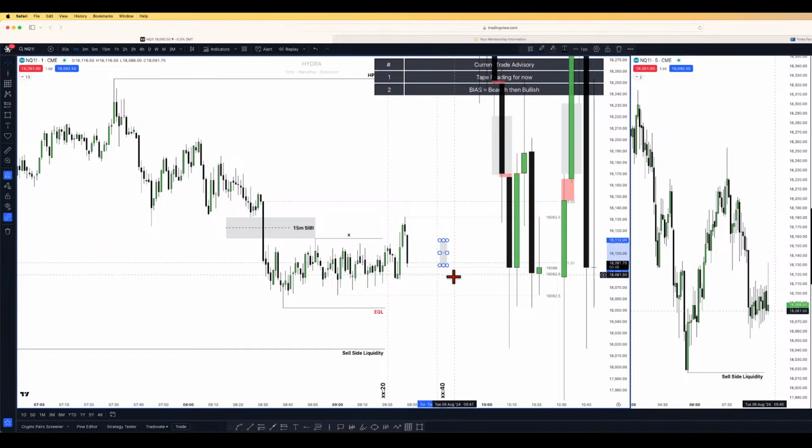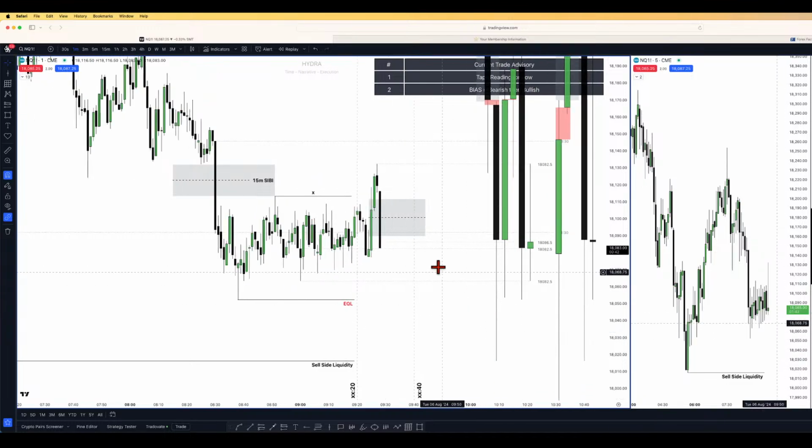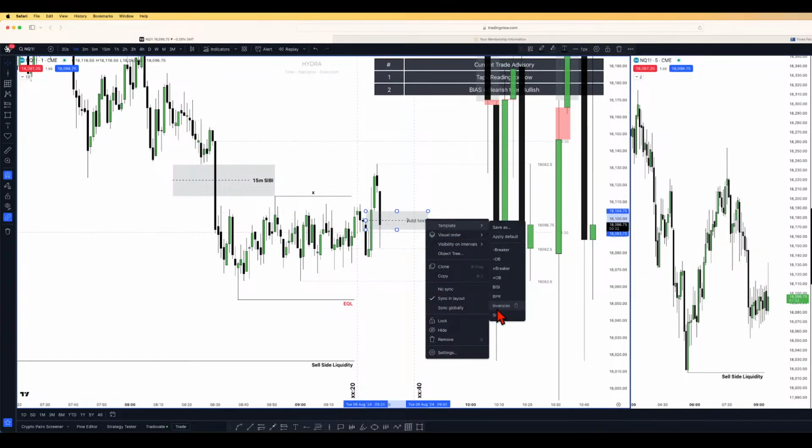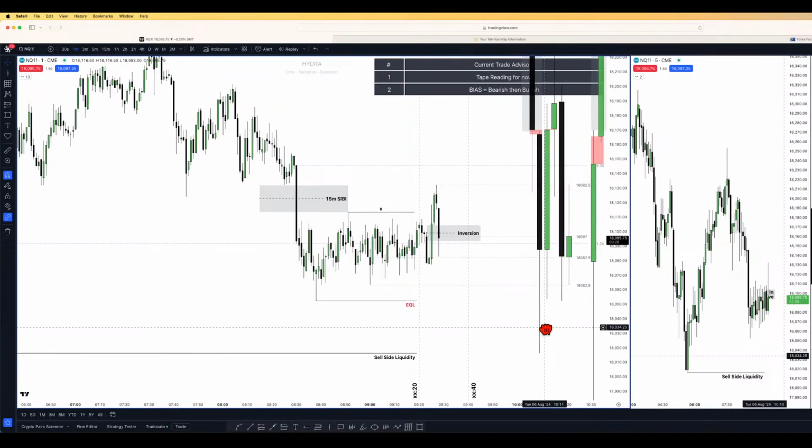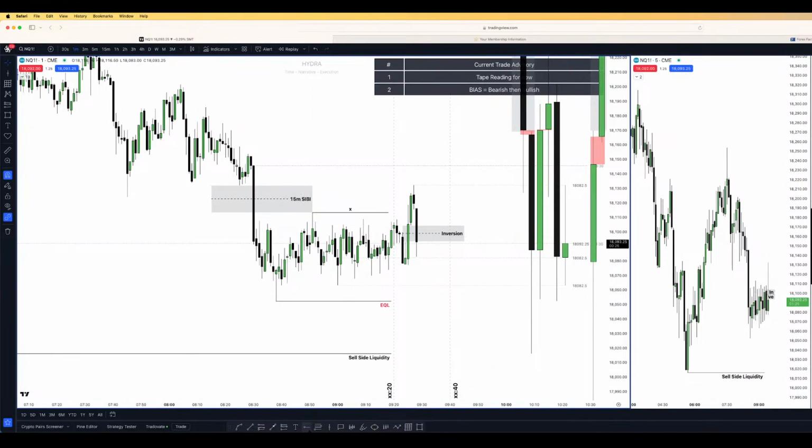928. 928, all right. I see the setup already because of this inversion, because we did a very nice stop hunt, and very likely that's gonna turn into inversion. So let's wait. All right, I already see the setup. 15-minute fair value gap got respected.